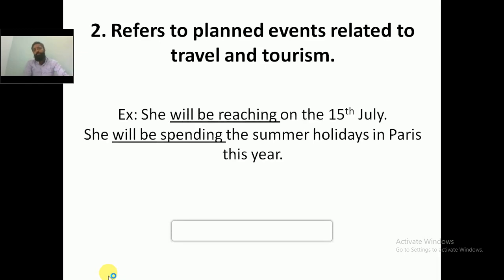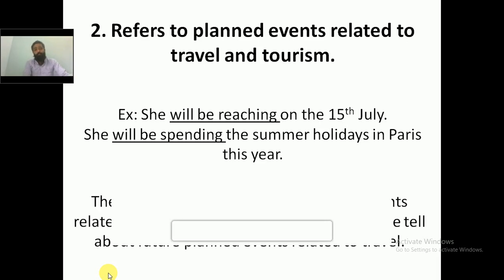She will be reaching on the 15th July. That is a planned future action related to travel, which means she will be reaching. To reach there she has to travel, so she will be reaching there on 15th July. Or she will be spending the summer holidays in Paris this year. Again, this is a planned future action related to tourism, which means she will be traveling to Paris to spend her summer holidays.